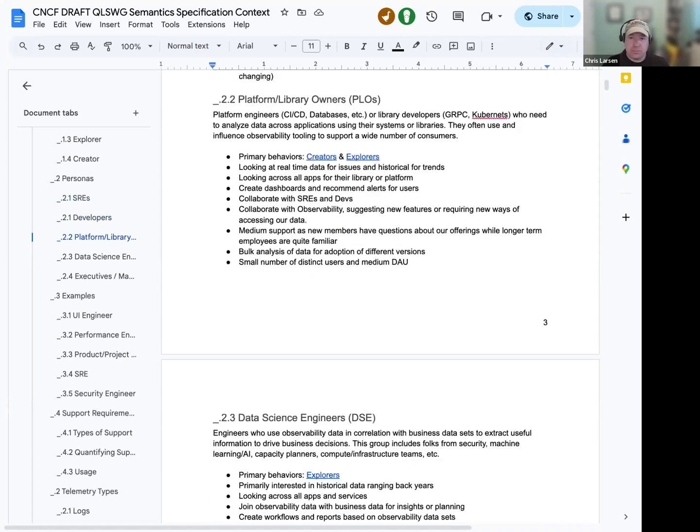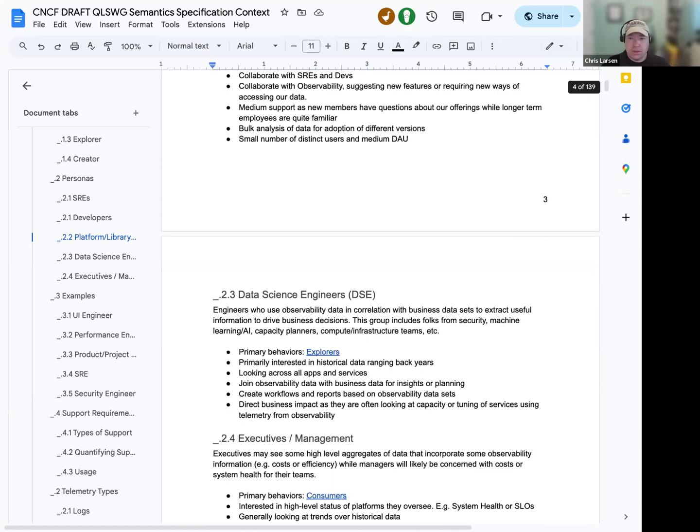And then we have what we're calling PLOs, or platform library owners. They're the ones who develop something like Kubernetes or gRPC, or maintain database systems, etc. And they're the ones who will set up alerts and dashboards and observability signals for developers or other folks to consume, the other people who are using their platforms. So it's important that they're well supported, because their systems have a wide impact.